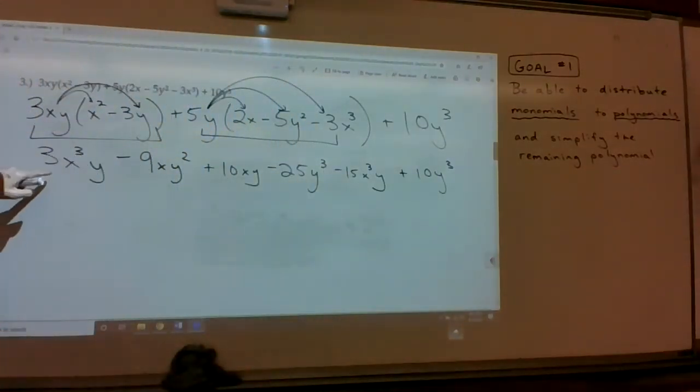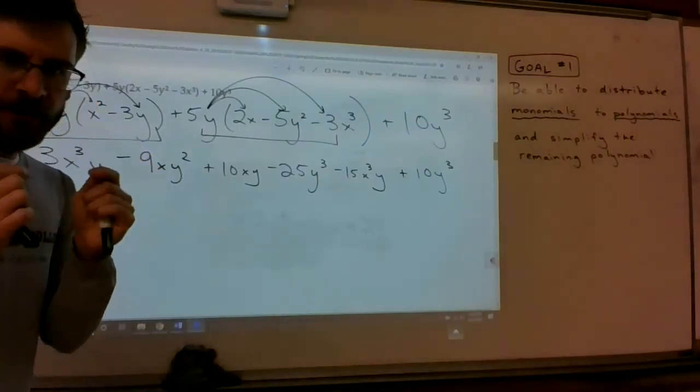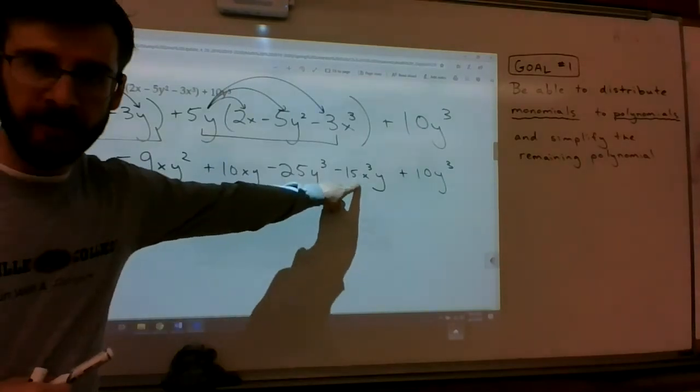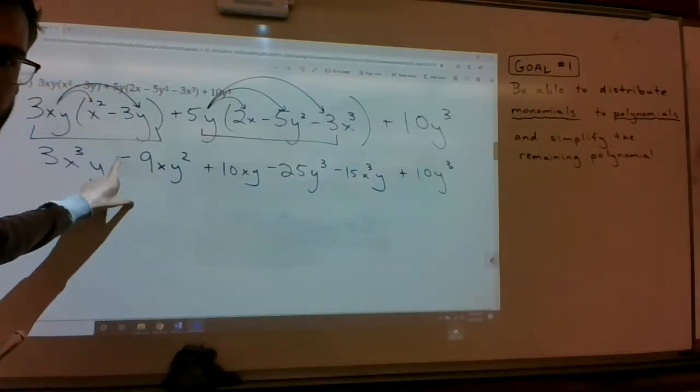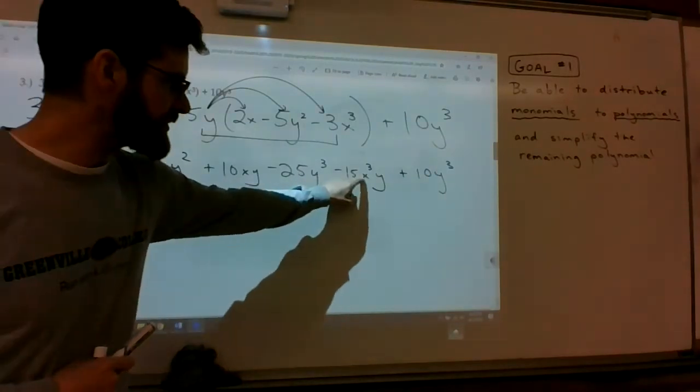All right, we've got a new polynomial. A lot of stuff's going on. Just make sure you're thinking, I need identical variable parts. So this x cubed y has to match up with another x cubed y, which is what we have over here. All right, so identical variable parts. We've got x cubed y, x cubed y.